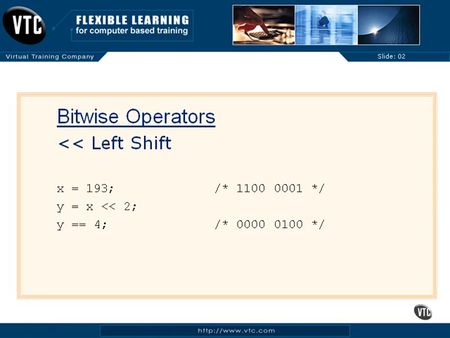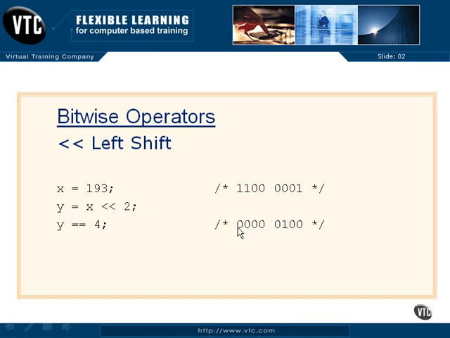Here's our bitwise operator's left shift. And what this does is cause our value to be shifted to the left as far as the bits go in the binary format, shifted a number of bits to the left. So here we have our X is 193. There's our value. And our new value will be equal to X left shifted by 2 bits. So we're going to take the whole thing and run it to the left 2 bits. So this 1 winds up here because it's shifted over by 2.